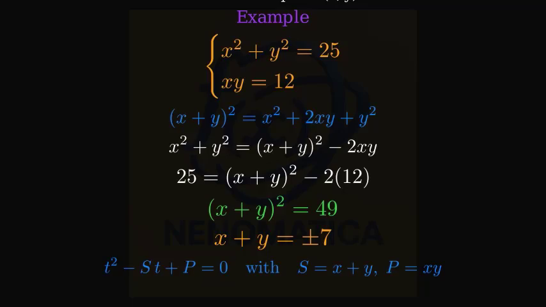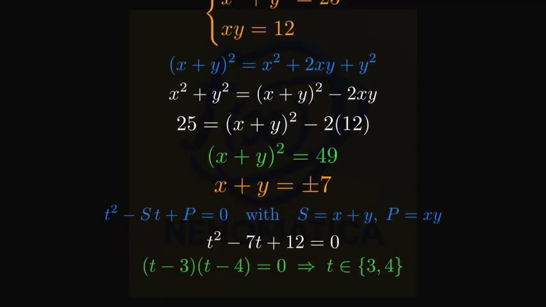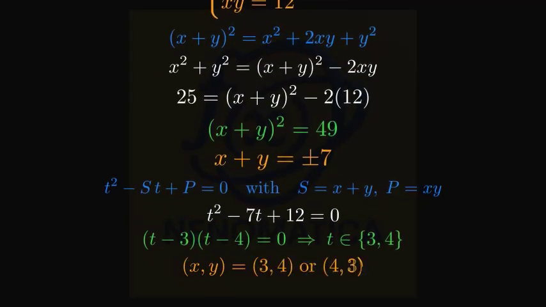Case 1, s equals 7. The equation becomes t squared minus 7t plus 12 equals 0. It factors as t minus 3 times t minus 4 equals 0, so the roots are 3 and 4. Therefore, the ordered pairs are (3, 4) and (4, 3).